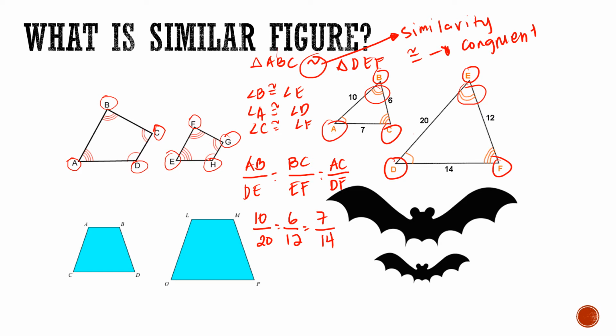Now let's get the simplified form of each of the following fractions. 10 over 20 is equal to 1/2, 6 over 12 is also 1/2, and 7 over 14 is equal to 1/2. As we notice, the ratios of the corresponding sides of the given triangles are equal. Therefore, it satisfies our definition. We can now conclude that triangle ABC is similar to triangle DEF.